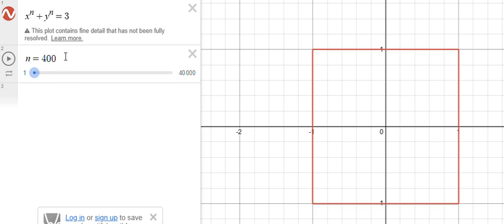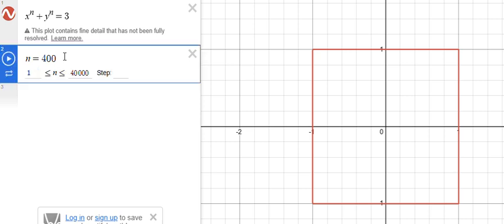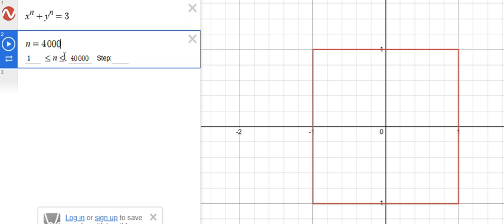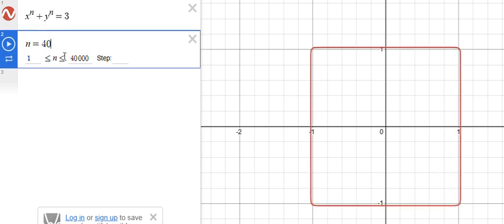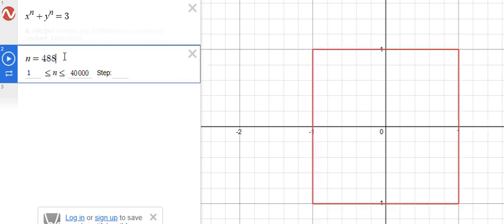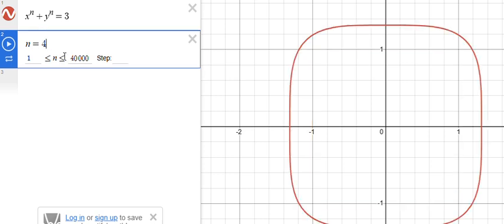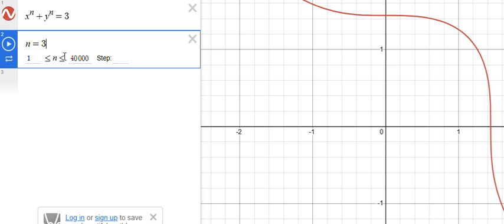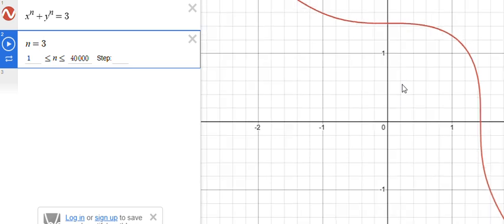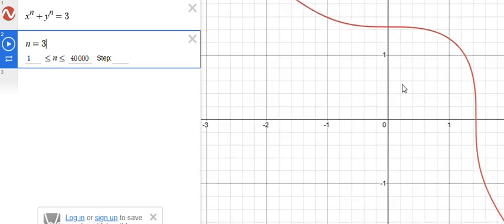As long as I keep putting even numbers, there's no problem with this. If I put 4000 or 402 or 488, nothing seems to be wrong. But the problem is when I put an odd number for n. Now look at this. This in no way seems to resemble a square. In fact, it doesn't even appear to be a closed curve.